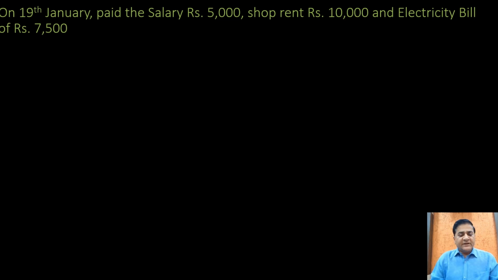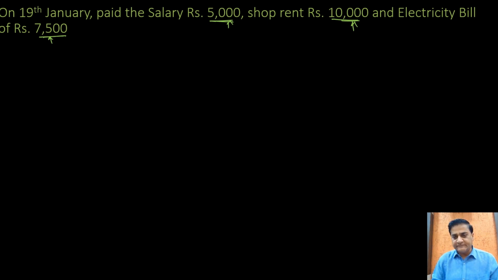The next transaction is on 19th of January. We have paid a salary of 5,000, shop rent of 10,000, electricity of 7,500. Again we have two options: one, to pass three entries, one for the salary account, the other for shop rent, the third for the electricity bill expense. Instead of that, alternatively we can pass a single compound entry, which would be a combination of the payment for these three accounts.